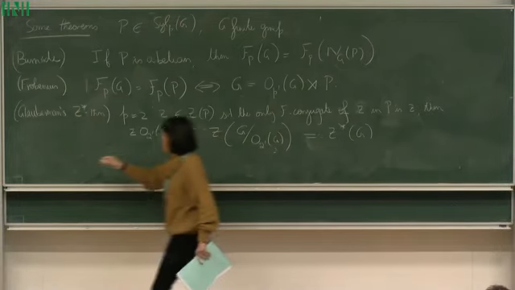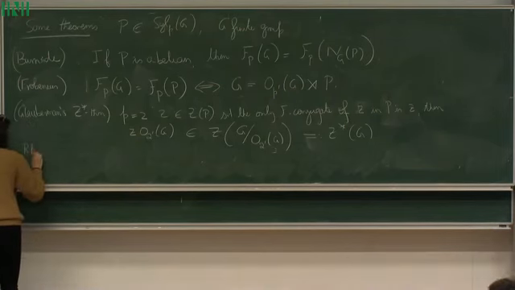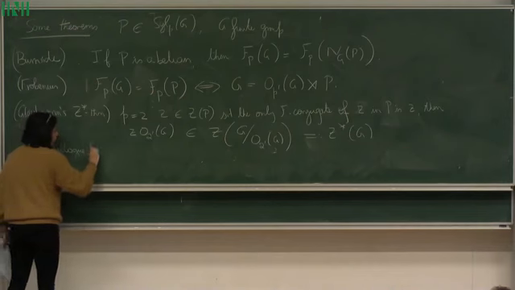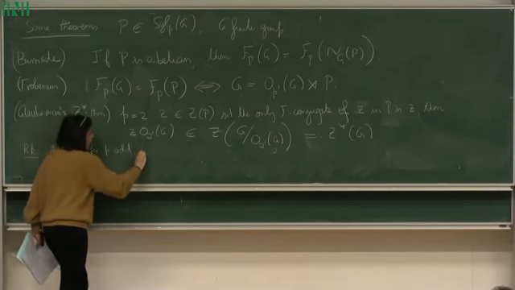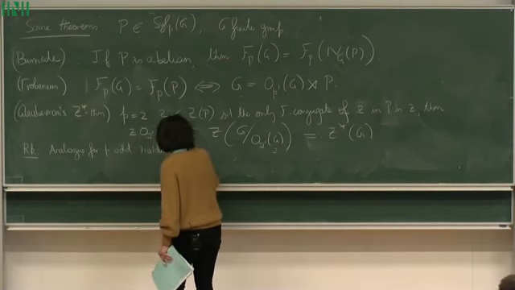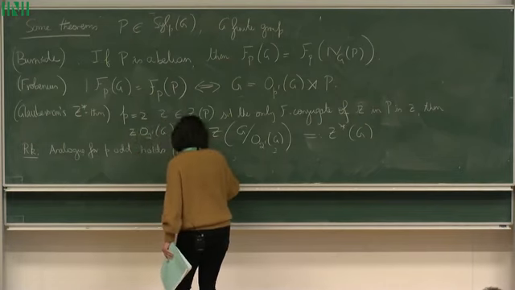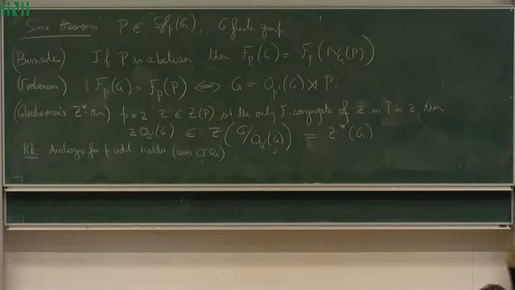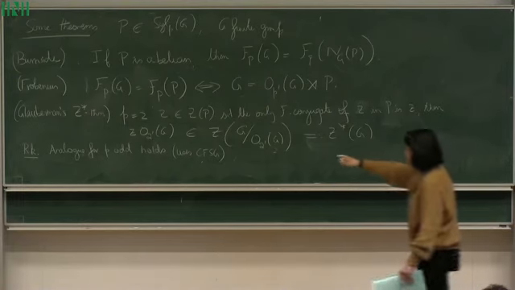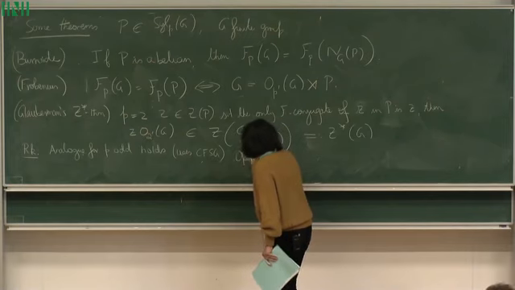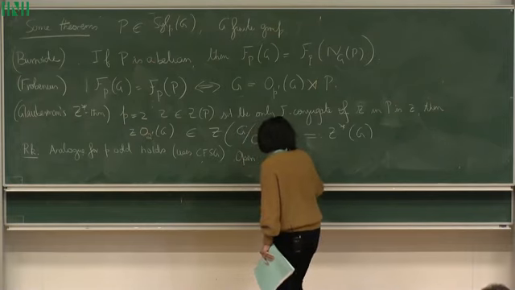And I should just make a remark here that the analog for p odd holds, but the proof uses the classification of finite simple groups. And I think it's open, and it would be really wonderful to get a classification-free proof of this analog of the Z star theorem for odd primes. So open is a classification-free proof.